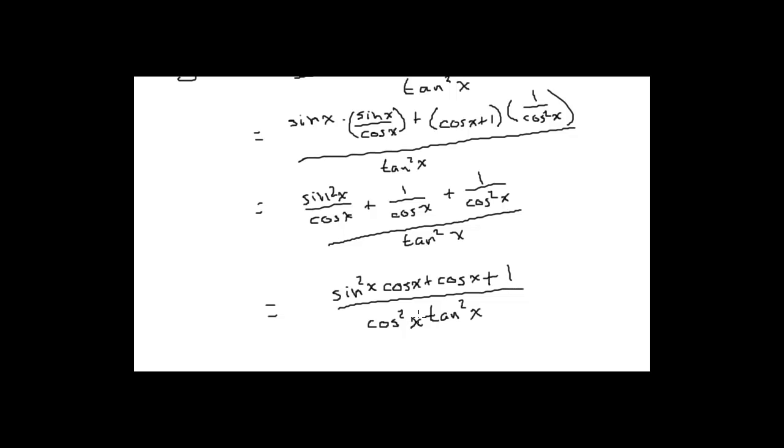And actually, cos squared times tan squared. I'm just going to have to say this. I don't have any more room to write it. Tan squared is equal to sine squared over cos squared. So those would cancel. So you'd have sine squared x cos x plus cos x plus 1, all over, and then that was just equal to sine squared on the bottom.